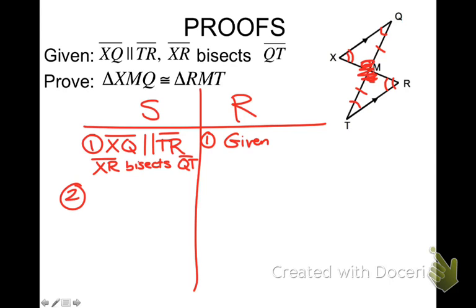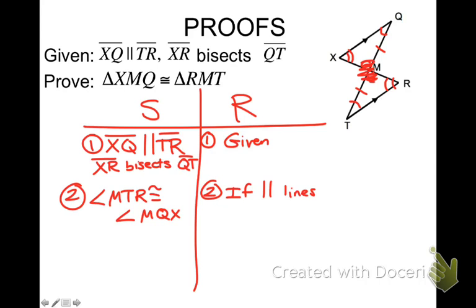All right, so angle, I'm going to do 3 letters. MTR is congruent to angle up here. If I go MTR, then it will be MQX. If parallel lines, then alt interior angles congruent.